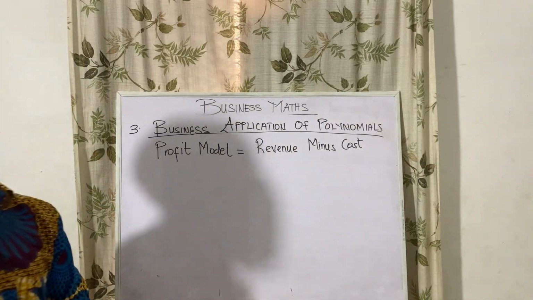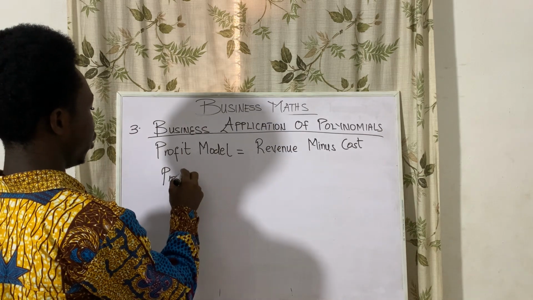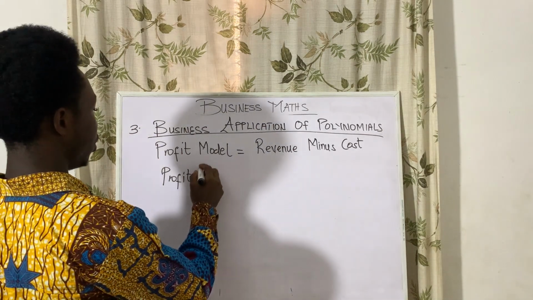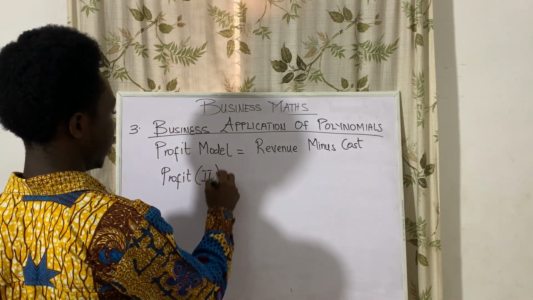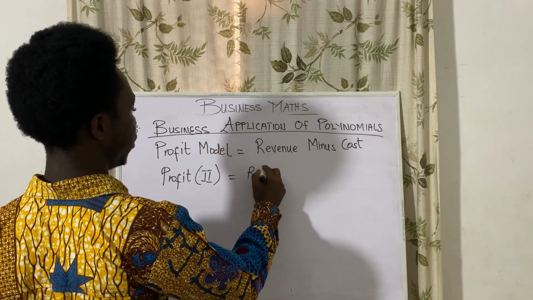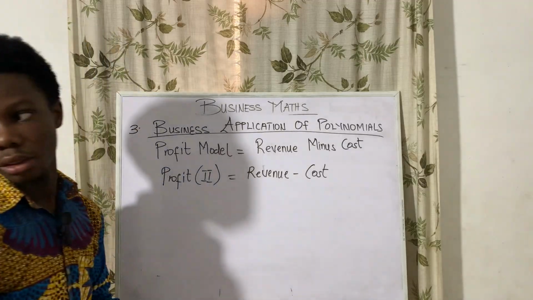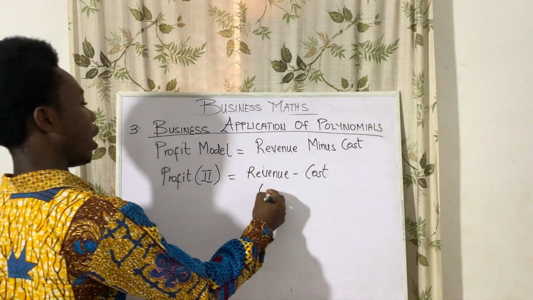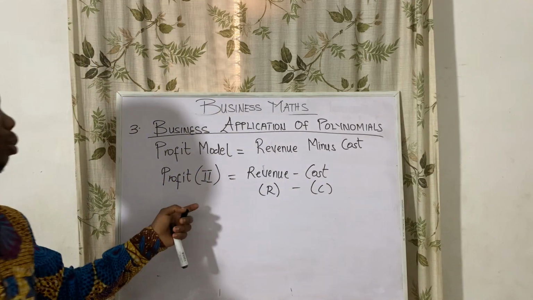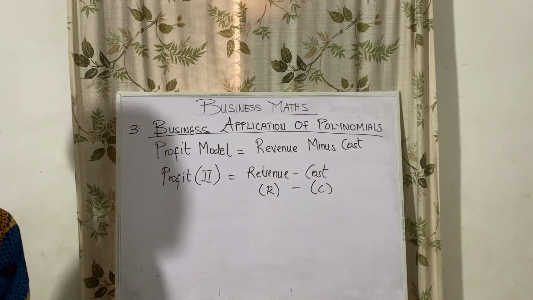So profit model, or profit. So you can write profit. It is denoted by the symbol Π, like this, is equal to revenue minus cost. So the revenue becomes what? R, and the cost becomes what? C. So the formula for profit model is revenue minus cost.